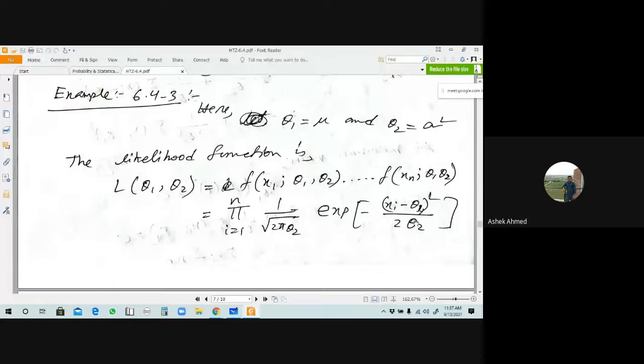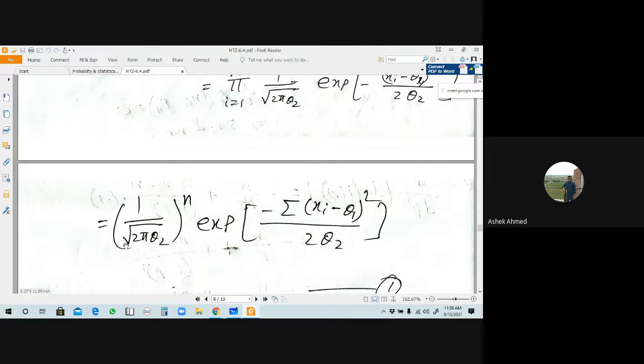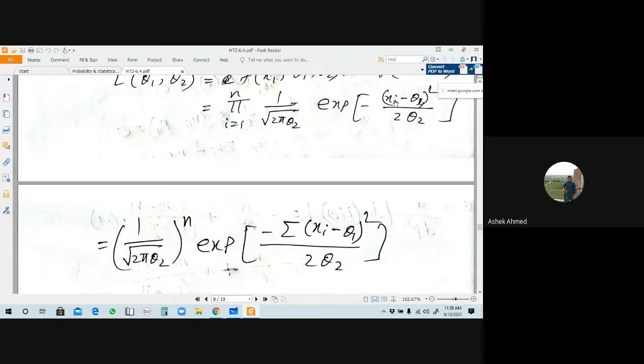So from here if you expand this, then since i goes from 1 to n, only the x will change, and the rest will be the same. So from here we can write this as 1 by root over 2 pi theta 2 whole to the power n, e to the power minus summation of (xi minus theta 1) whole square divided by 2 theta 2.